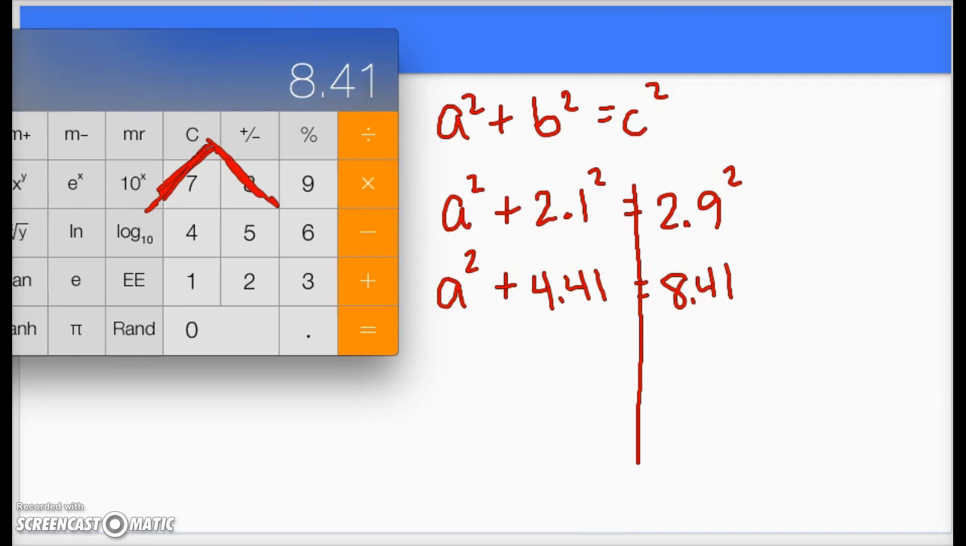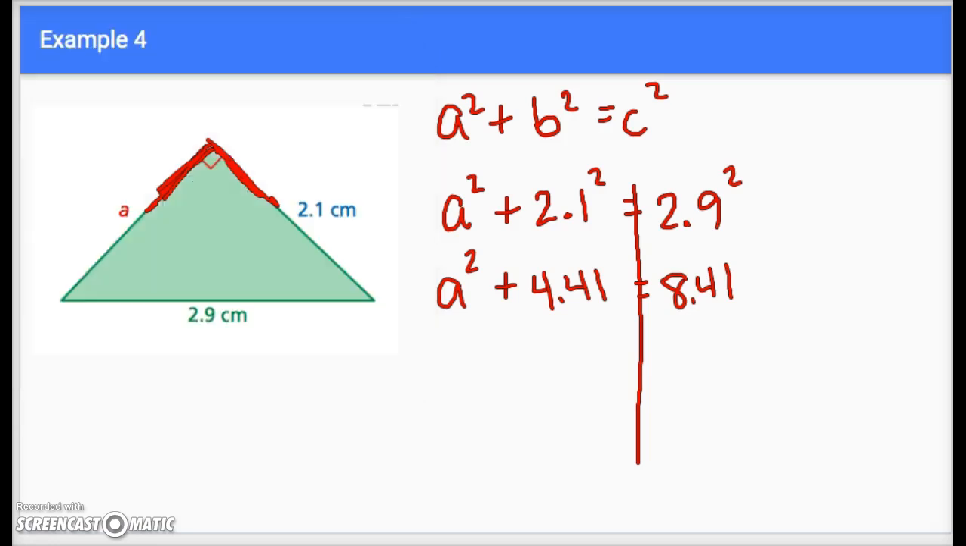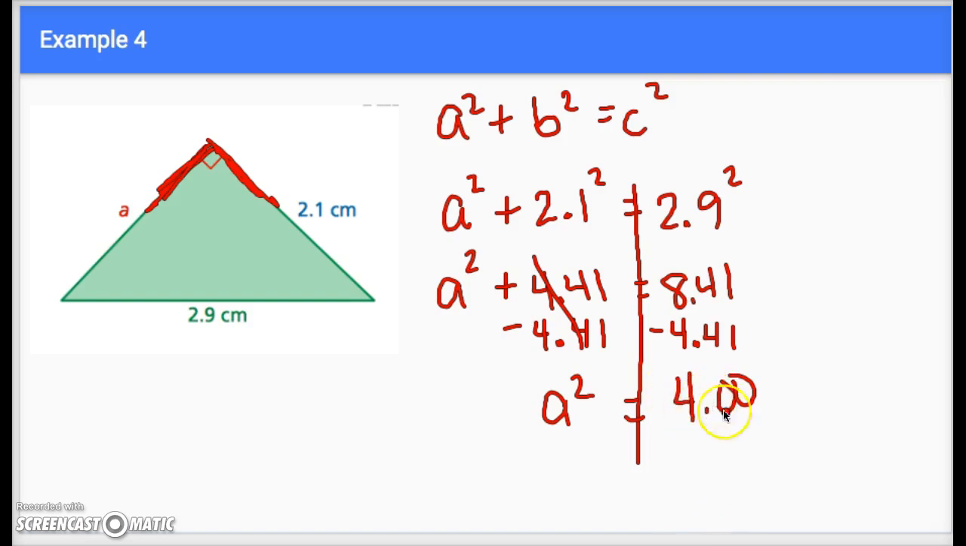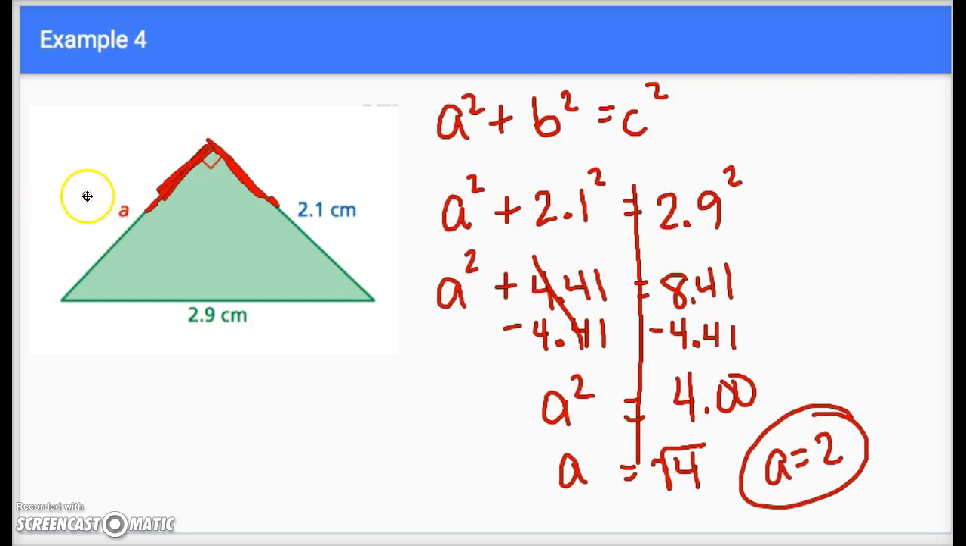So we solve it just like we do any other equation. So the very first thing, my goal is to get that a by itself. So the very first thing I'm going to have to do is subtract 4.41. Those cancel. You have a squared equals 4.00, or just 4. And then again, we have to take the square root of that. And the square root of 4 is 2. So the length of this side is going to be 2, and we would label it as centimeters.